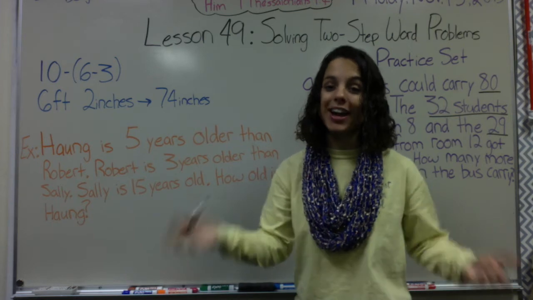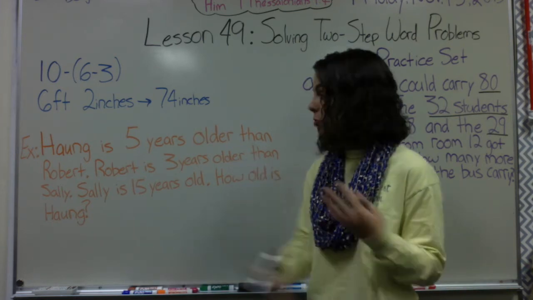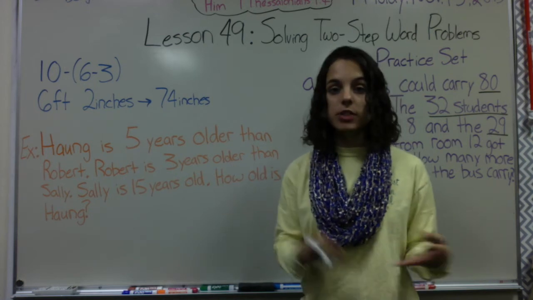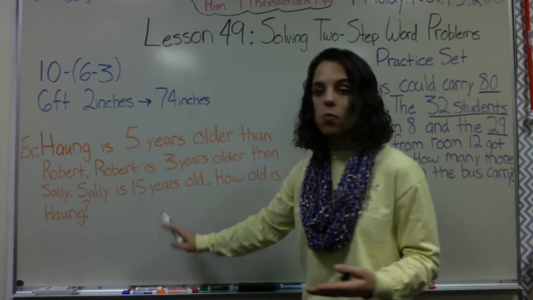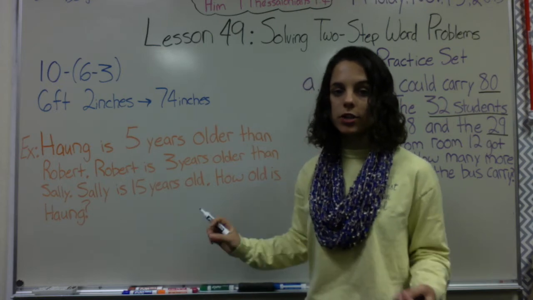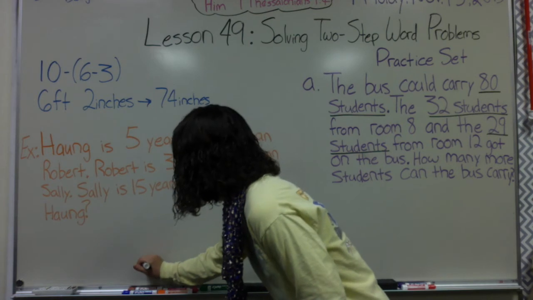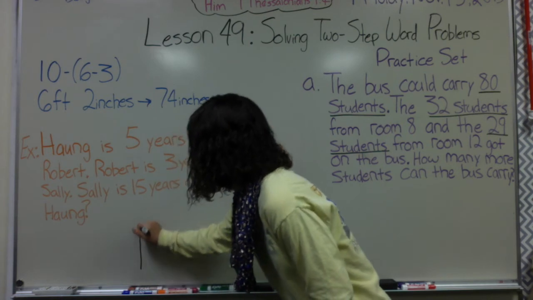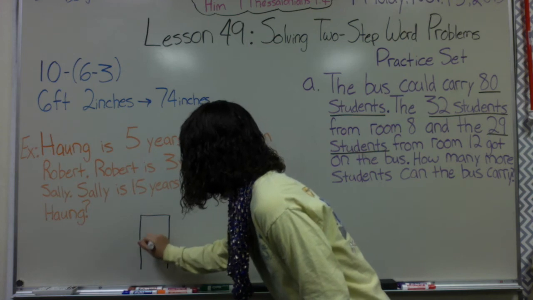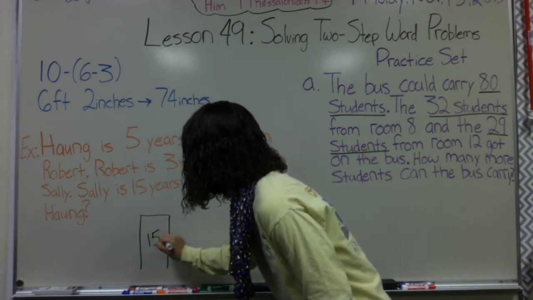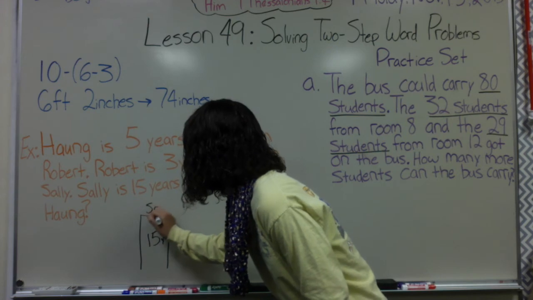Drawing pictures, like I've said before, is definitely very easy for visual learners and even for most others to be able to figure out what's happening, what's going on, what do I already know. So Sally is 15 years old. Just like when we compared, I'm going to draw a rectangle to represent Sally's years. She's 15 years old, and this is Sally.